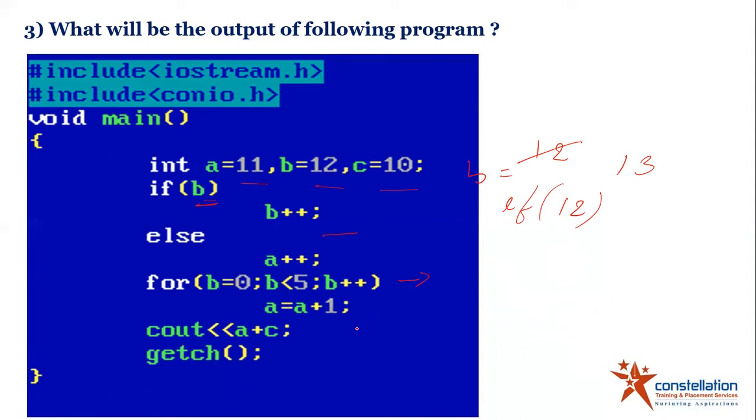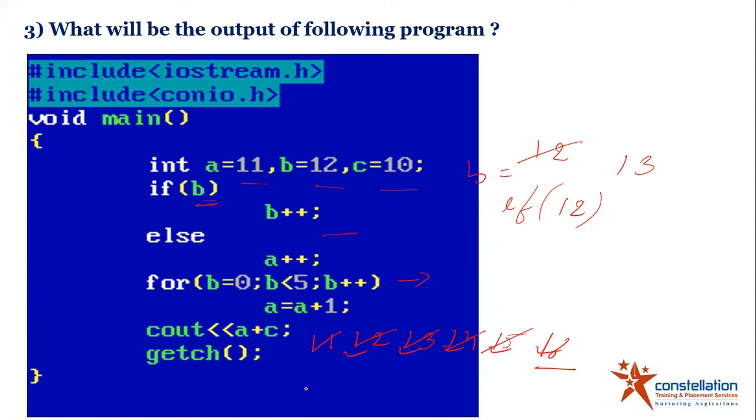Now here what is happening is that the loop is running 5 times, and every time I'm increasing the value of a by 1. So from 11 it will become 12, from 12 it will become 13, from 13 it will become 14, from 14 it will become 15, and then it will become 16, because the loop is going to run 1, 2, 3, 4, and then 5 times. Okay. Now what is the output?